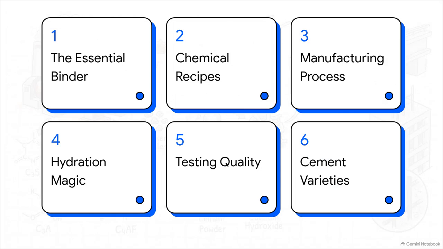To get you ready for those exams, we've chopped the life cycle of cement into 6 easy stages. Cement as the essential binder, chemical recipes and oxides, the manufacturing process, hydration, testing quality, and finally, cement varieties.